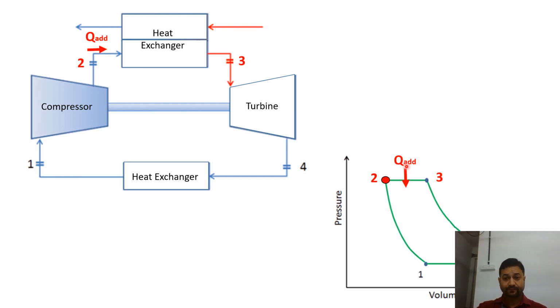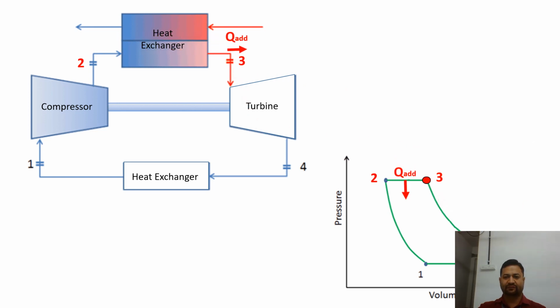Then in the 2 to 3 process, what is going to happen? We are going to add heat to the gases. If gas is the medium in gas turbines, then from 1 to 2 you have compressed, and then we are adding heat to the working substance. Then after the heat exchanger, what is going to happen? That heat will be supplied to the gas turbine.